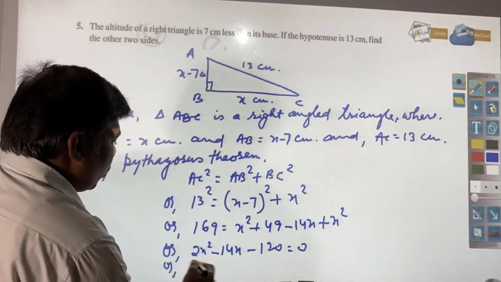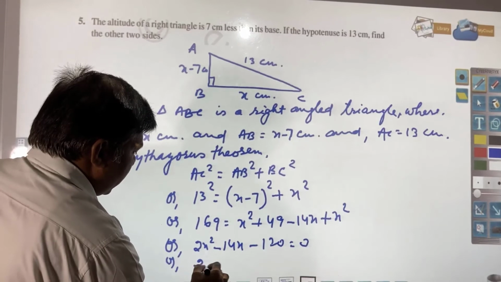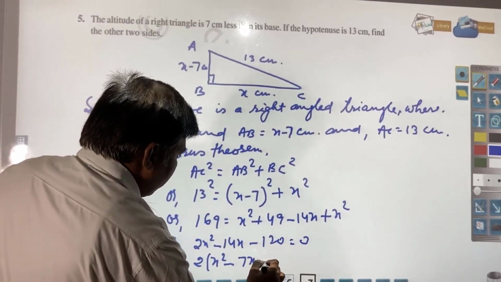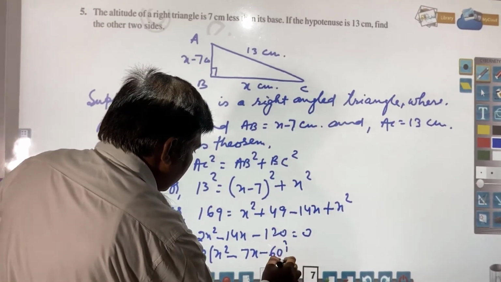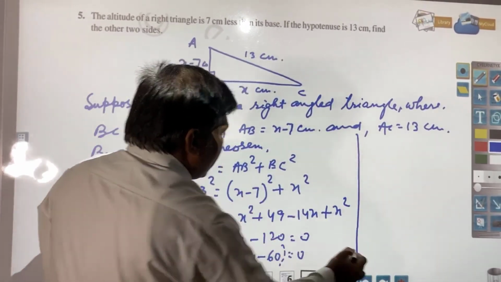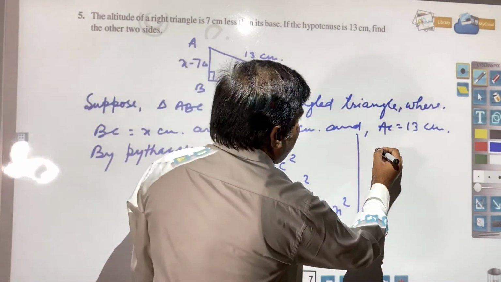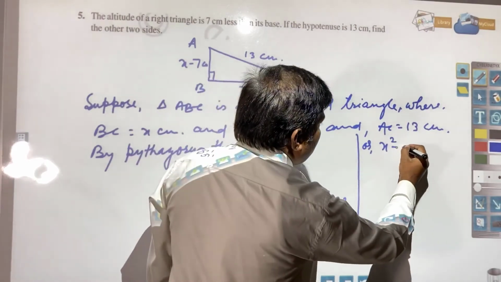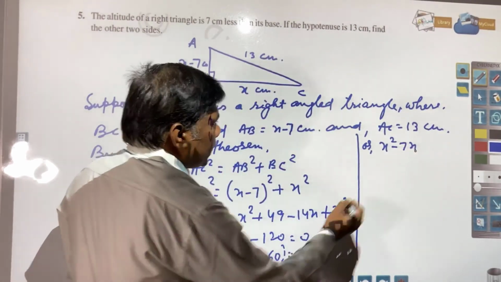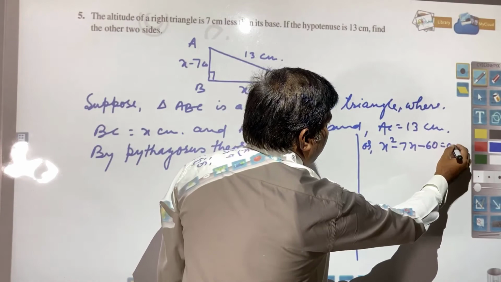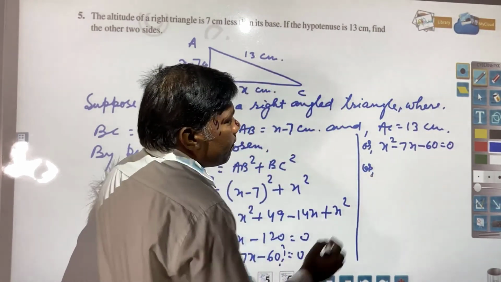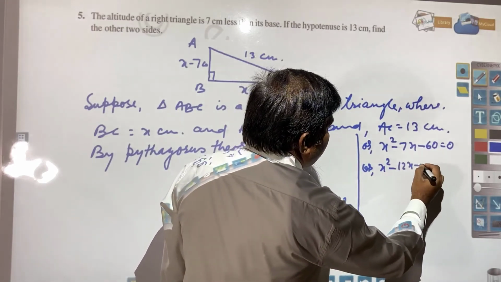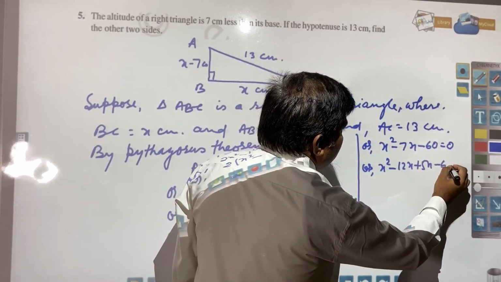When 2 is taken common, then you will get x square minus 7x minus 60 is equal to 0, and finally you will get x square minus 7x minus 60 is equal to 0, or x square minus 12x plus 5x minus 60 is equal to 0.